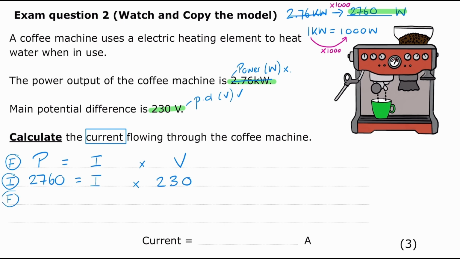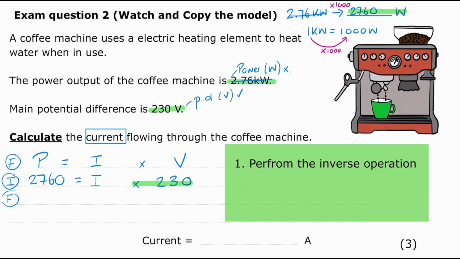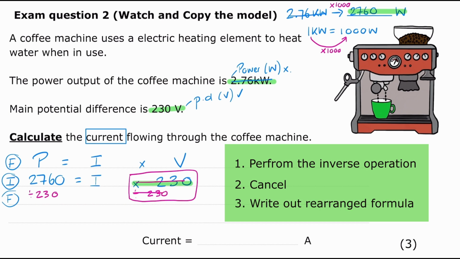F stands for fine-tune. This is where we're going to actually do some simplifying and rearranging. We need to make current the subject. To do this, ask yourself, what is happening to current, I, in this equation? Well, right now, it's been multiplied by 230. To isolate current, we do the inverse operation to cancel this out. The opposite of multiplying by 230 is dividing by 230. So we apply this to both sides of the formula. And this leaves us with a rearranged formula of 2,760 divided by 230.